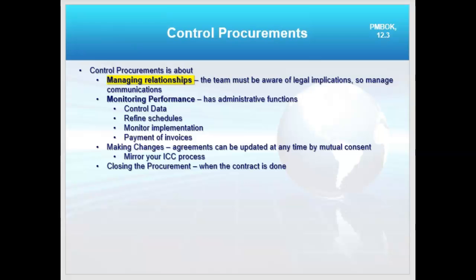Now, the third and final process is control procurements. This is largely about, because it's a contract, not a lot to control. I'm going to collect reports and information according to the rules of the contract, and I'm going to manage the relationship. I don't want to overtask them. I don't want to contact them more often than the contract allows me to. And I want to monitor the performance and, of course, make changes.